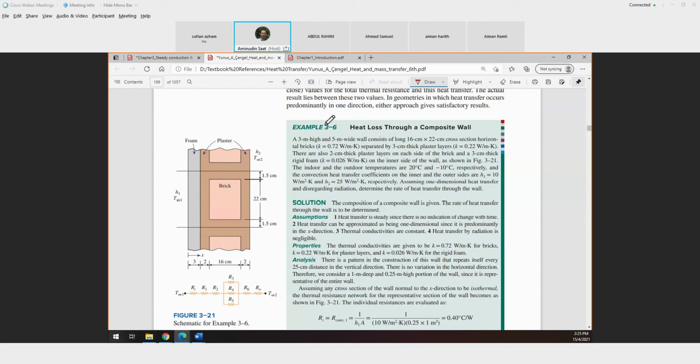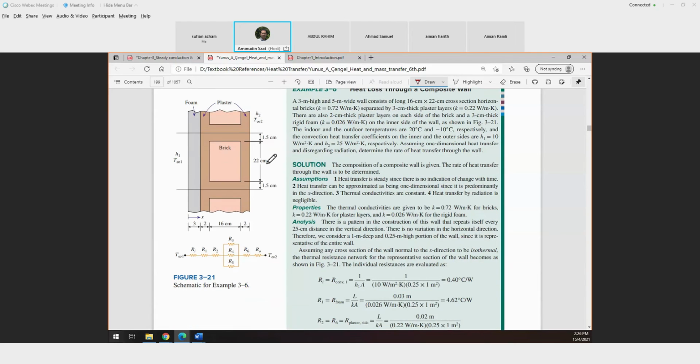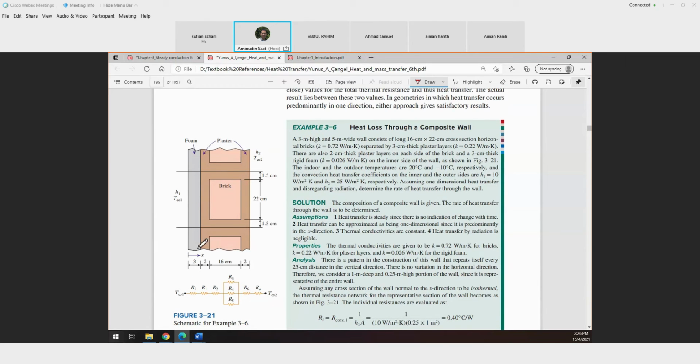If you look at example 3.6, the combination will be a bit complex, because it is dealing with many materials here. You have the foam, you have the plaster, which is cement, you have the bricks, and you have the convection on the outside and inside. So Ri is due to the convection, R1 is due to the foam, R2 is due to the plaster.